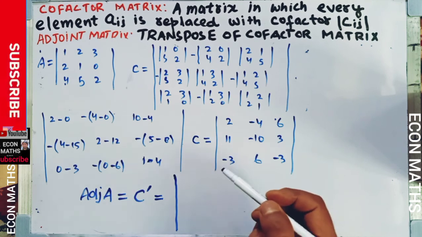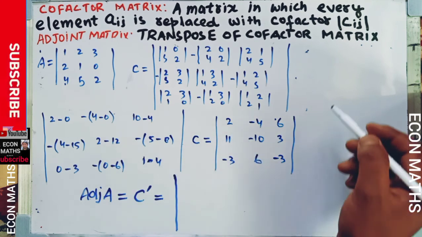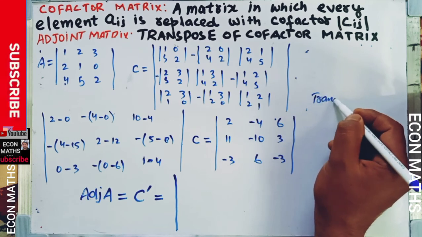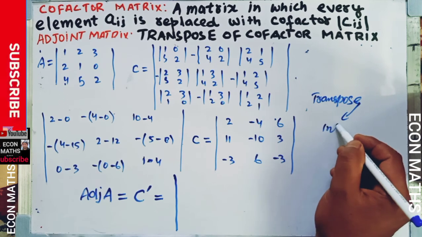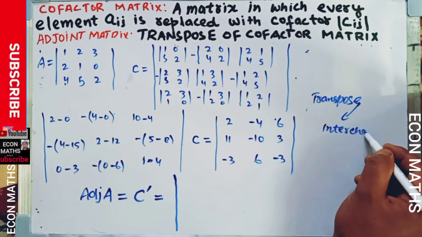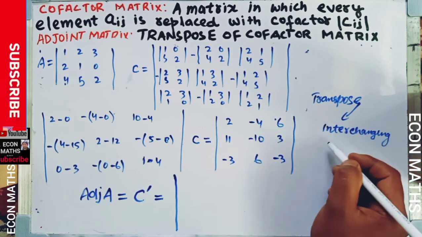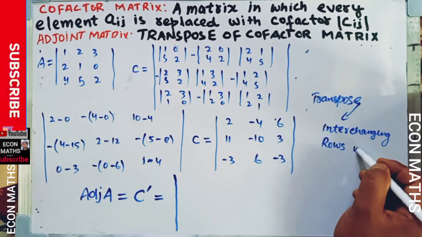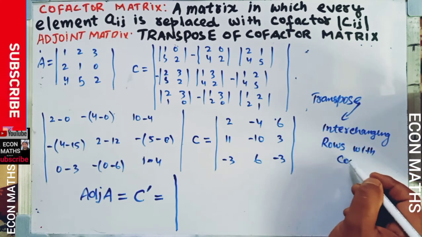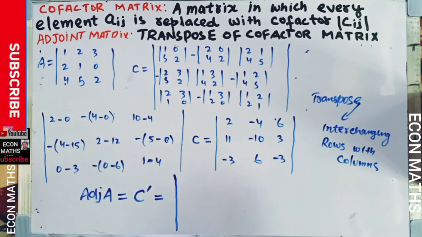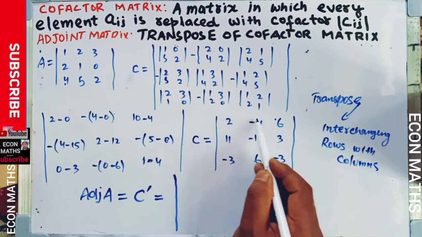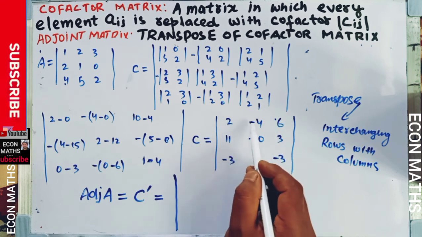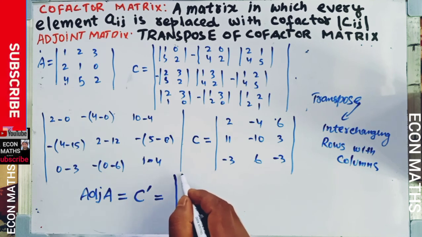Now transpose means interchanging rows with columns. So I will write here, transpose of a matrix means interchanging rows with columns. Now this is the row, and I will replace it with a column. So if here it is a row, I will make it a column. So this is 2, minus 4, 6, I will make it a column, that is 2, minus 4 and 6.